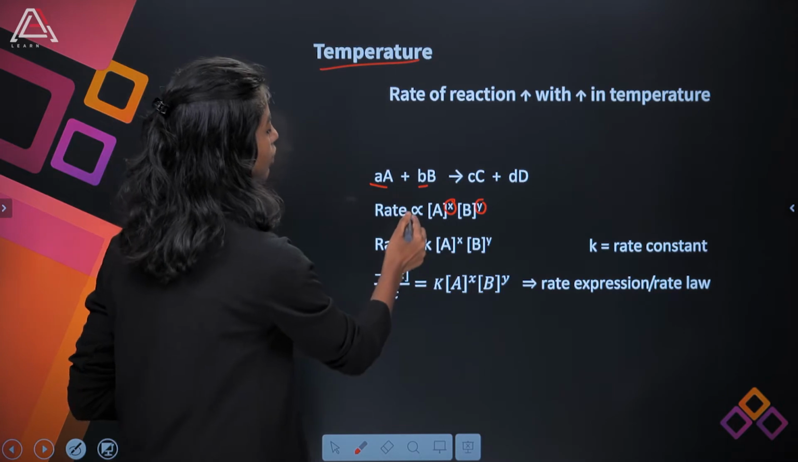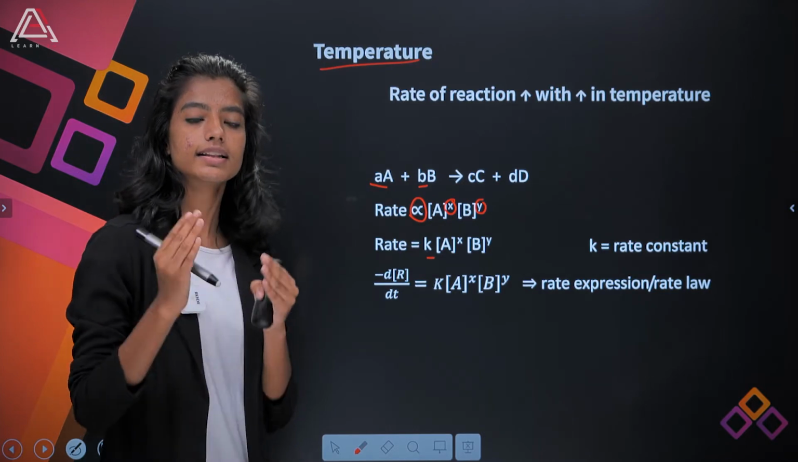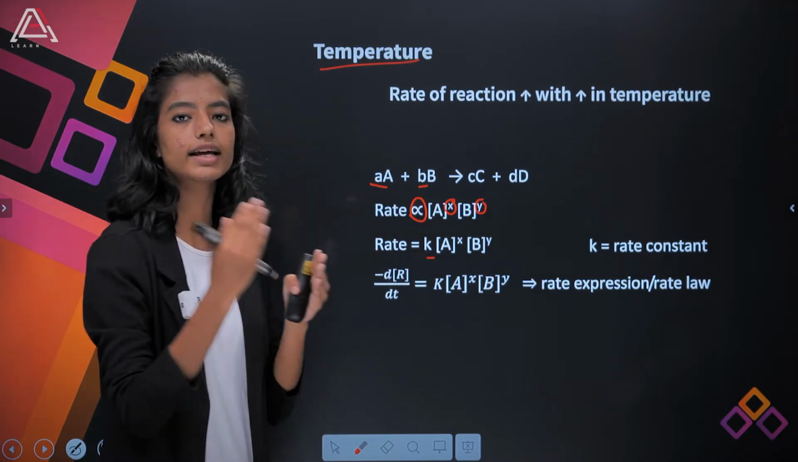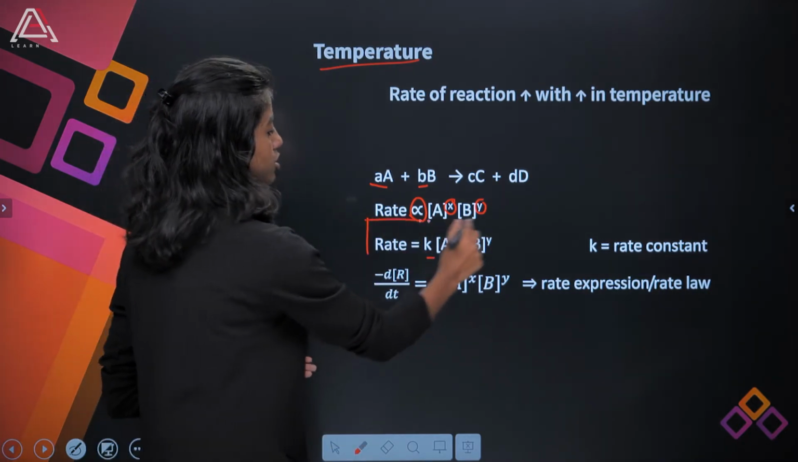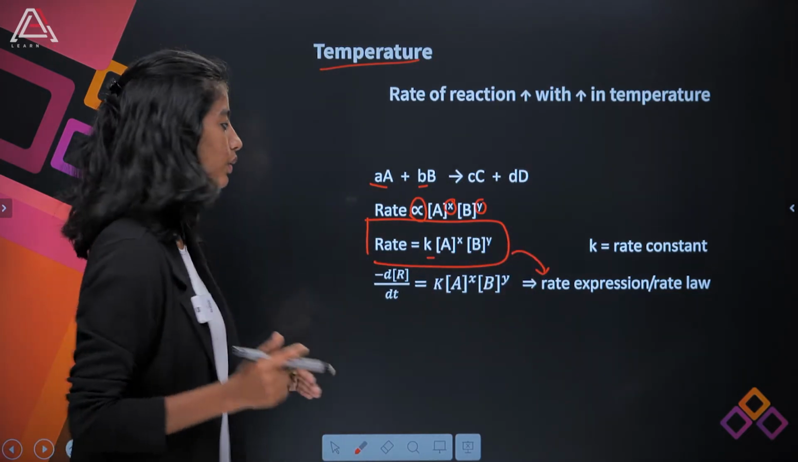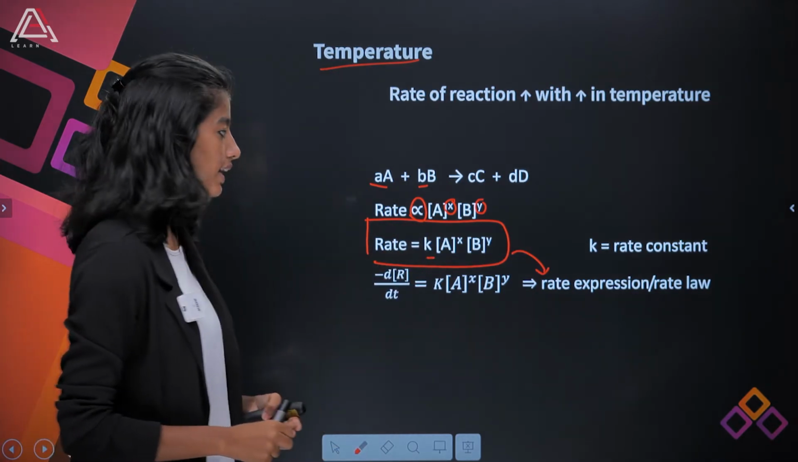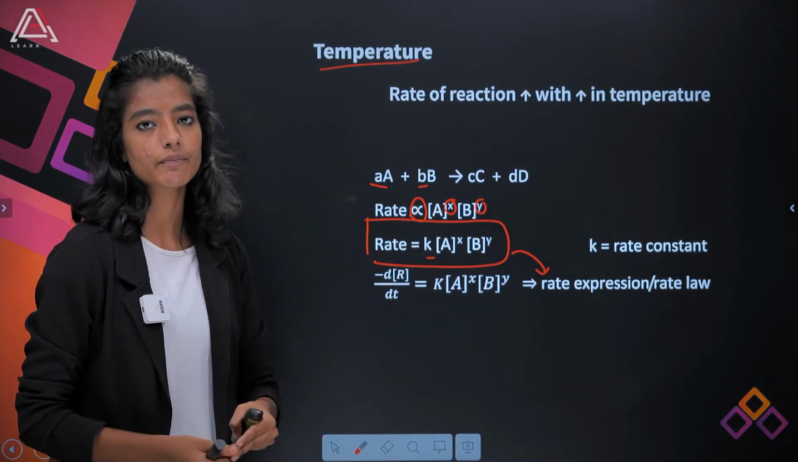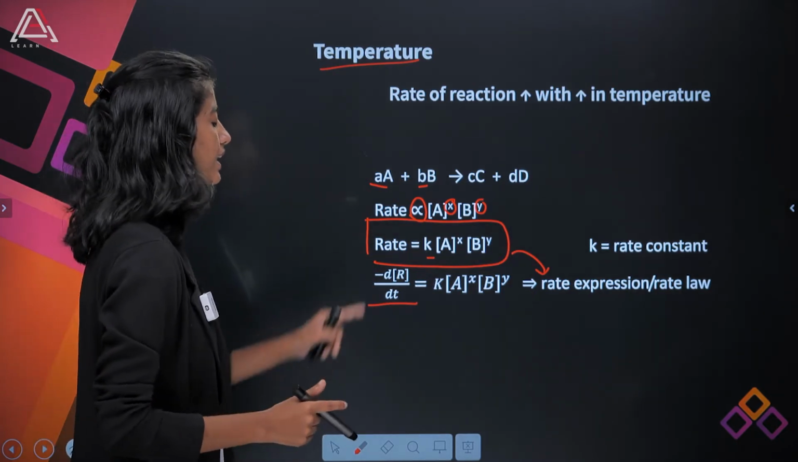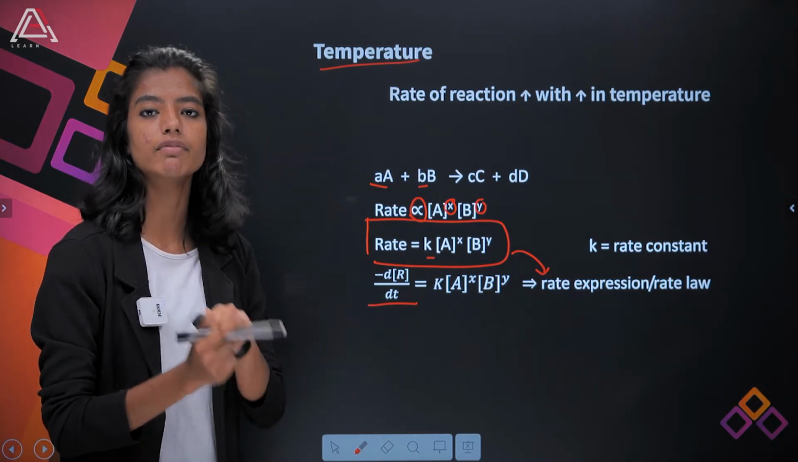Now, in order to remove this proportionality sign, I am adding a constant k, and it is called the rate constant. This expression is called the rate expression or the rate law. So the rate law is: rate is equal to k, the rate constant, into the concentration of A power x into the concentration of B power y. Also, I can write it as minus d[R]/dt, and that will be equal to the rate constant into concentration of A power x into concentration of B power y.